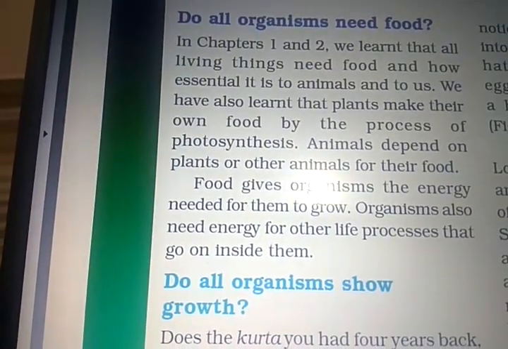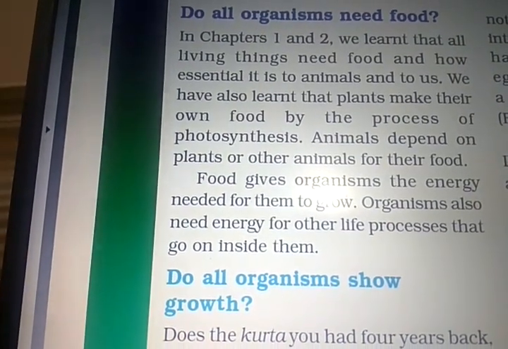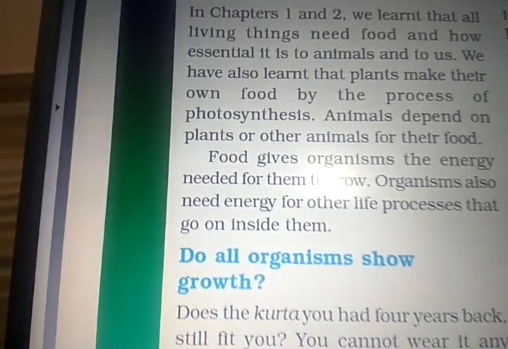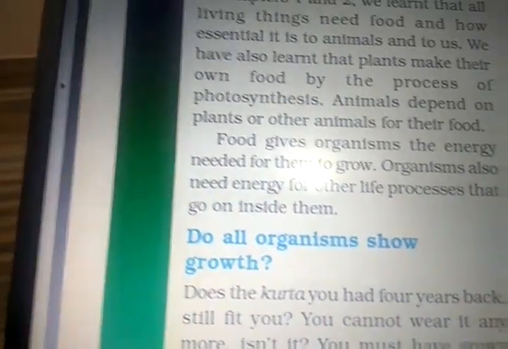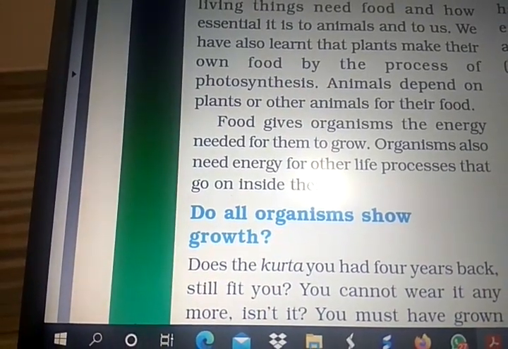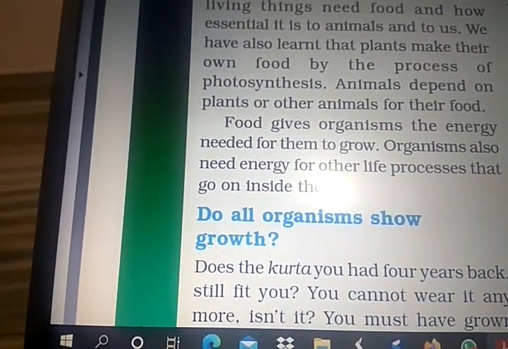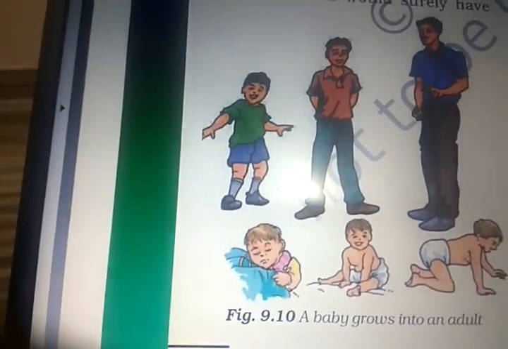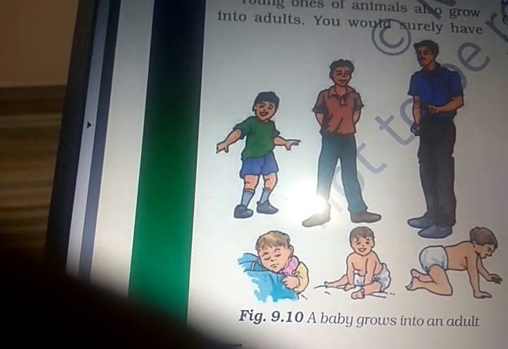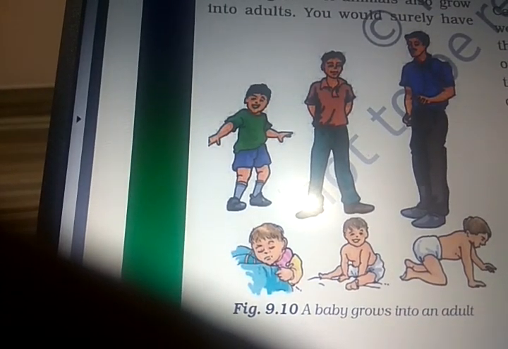Another one: do all organisms show growth? Yes, right? We eat food, and from that food we get nutrients, correct? Those nutrients are very helpful for our growth, physically as well as mentally. Here you can see the growth from infant to adult. A baby grows into an adult. You see this cycle.